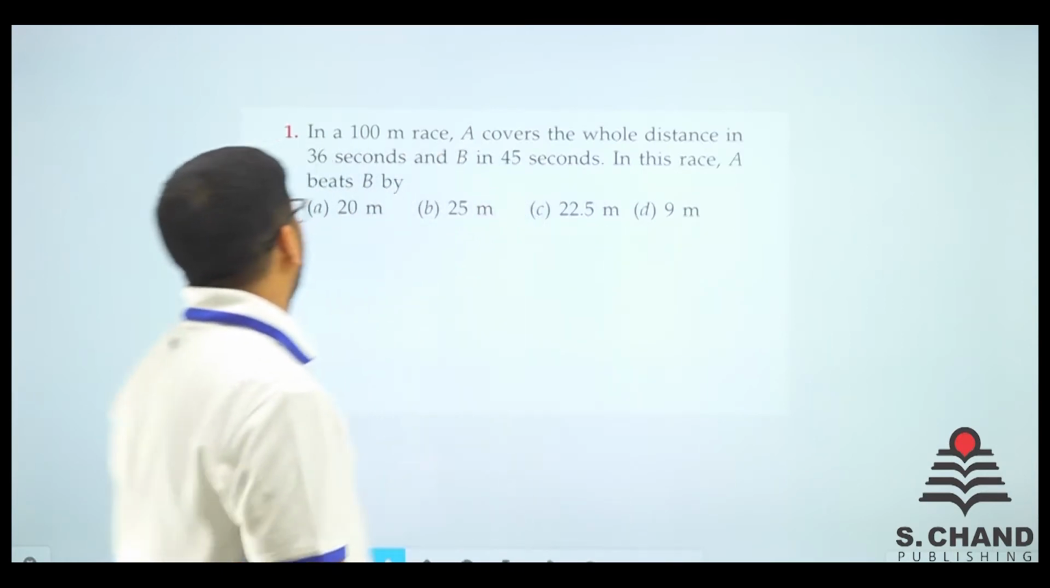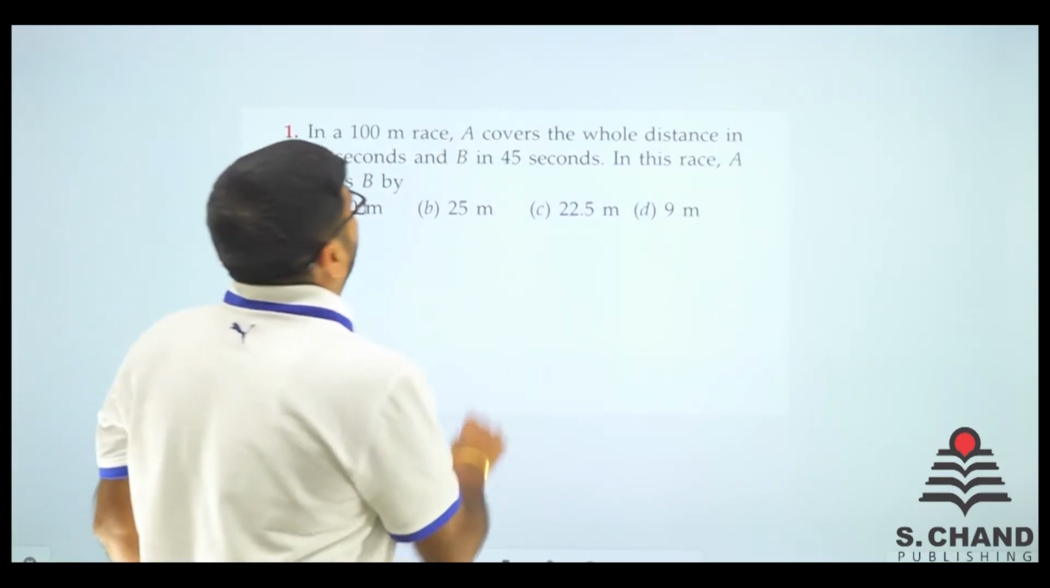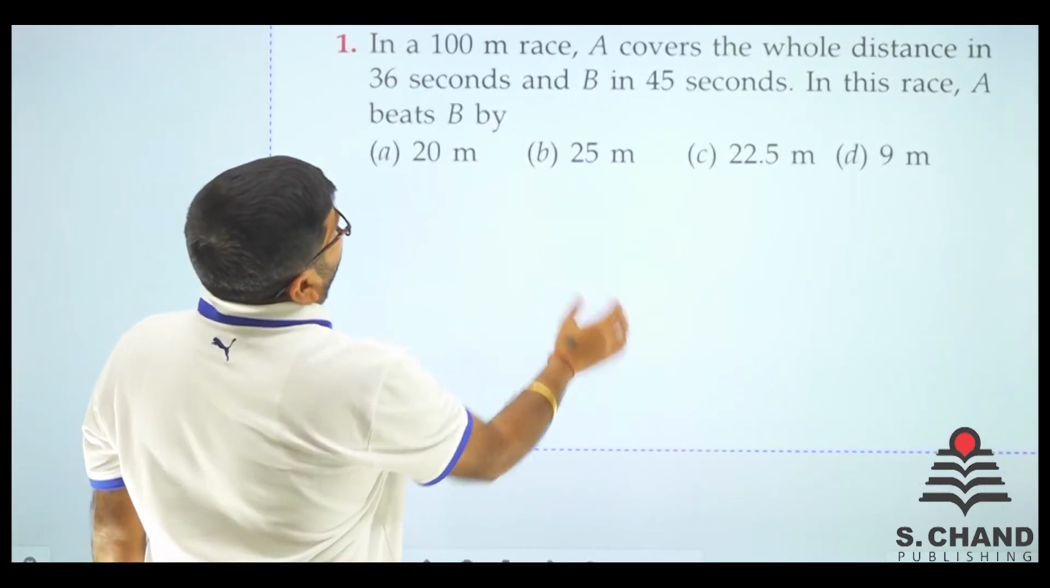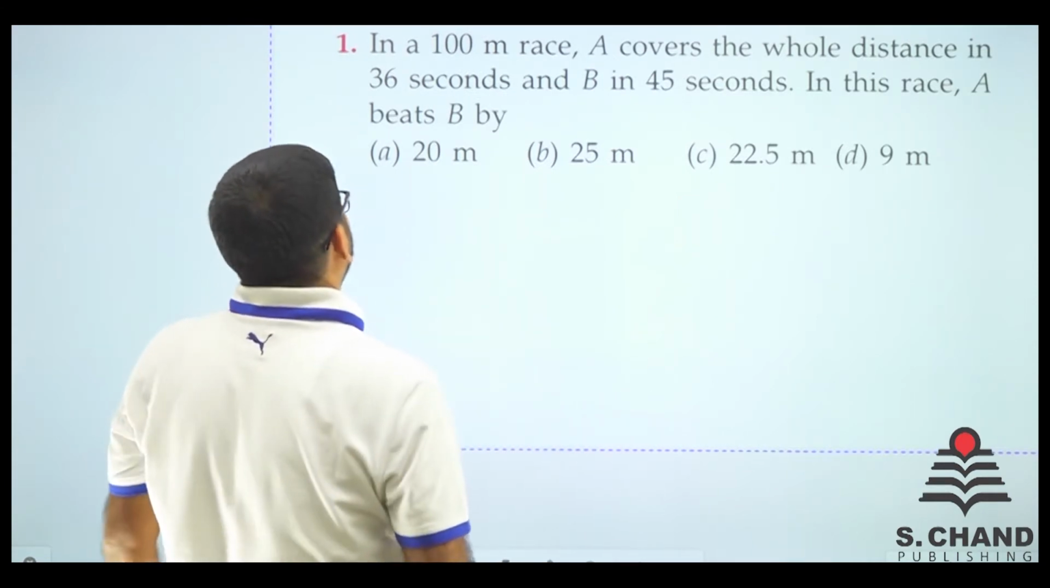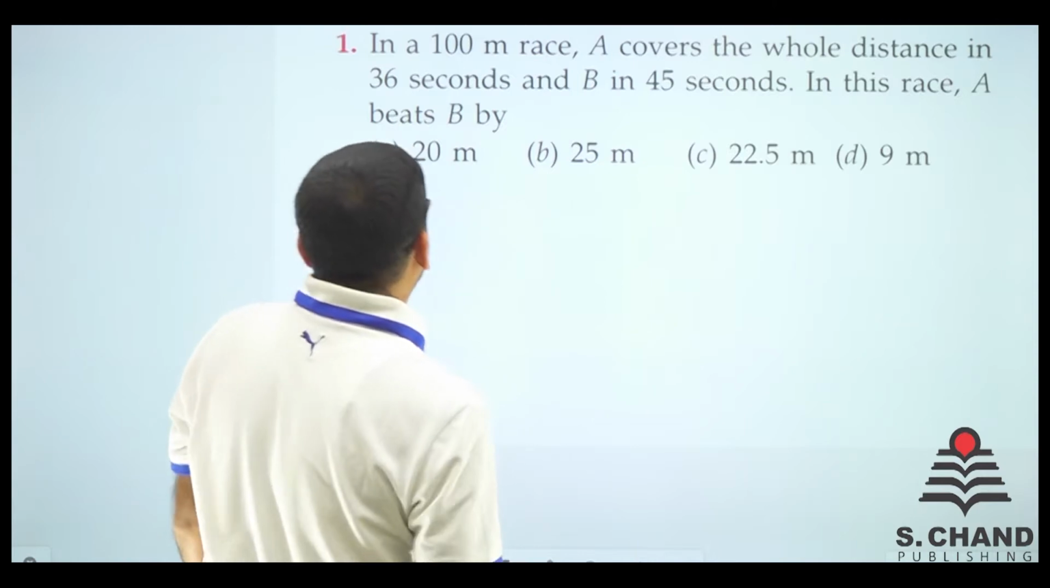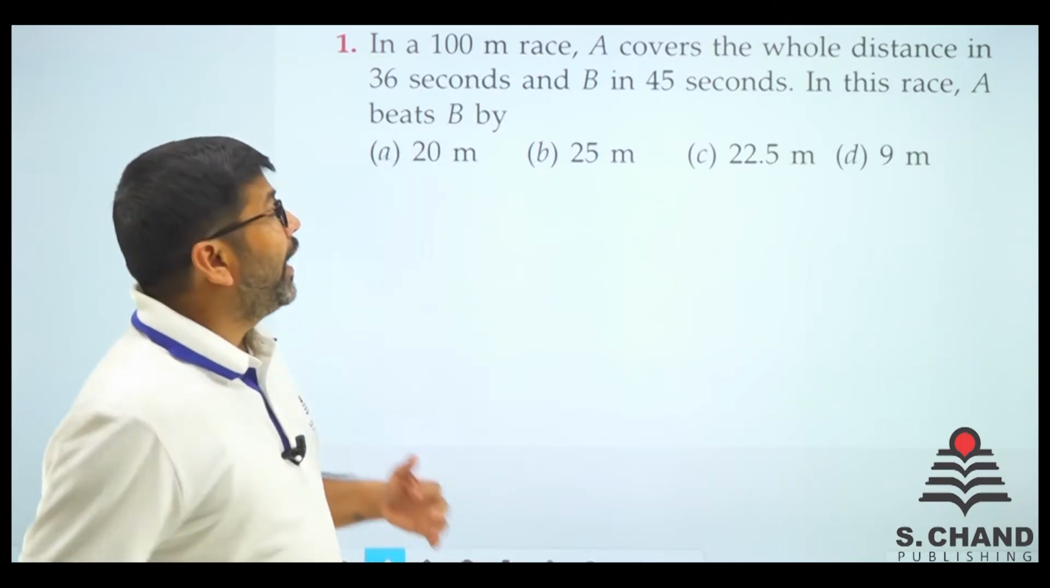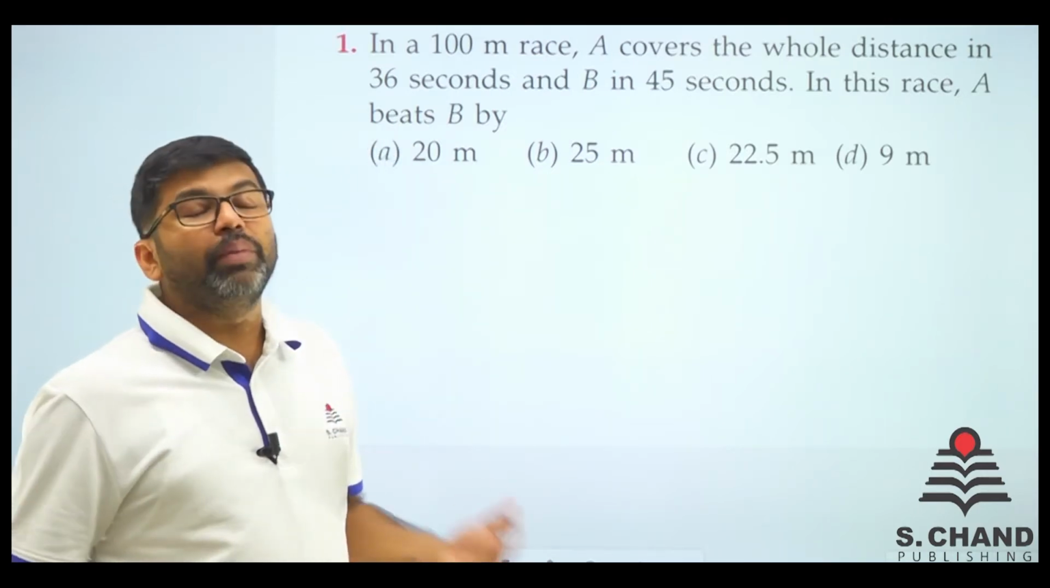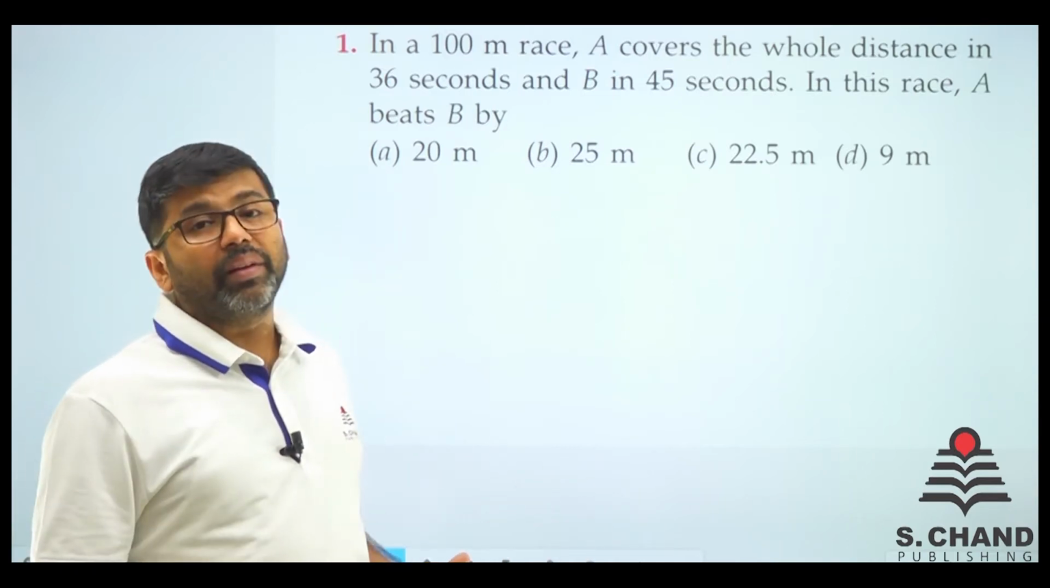Okay, here we go. So we start with question number 1. In a 100-meter race, A covers the whole distance in 36 seconds and B in 45 seconds. In this race, A beats B by kitna? Let's see kitna.